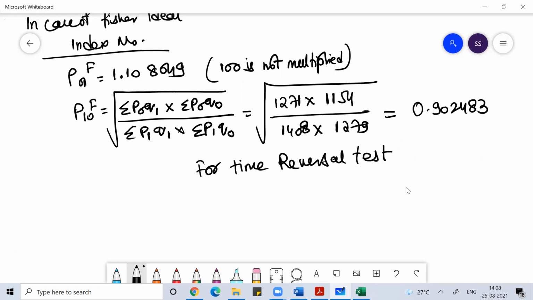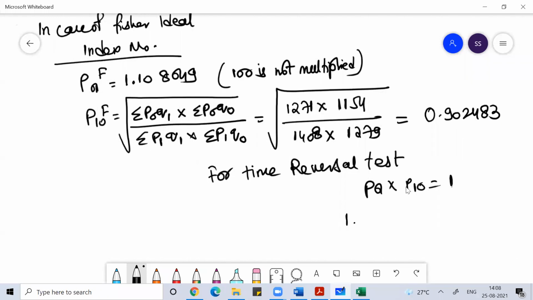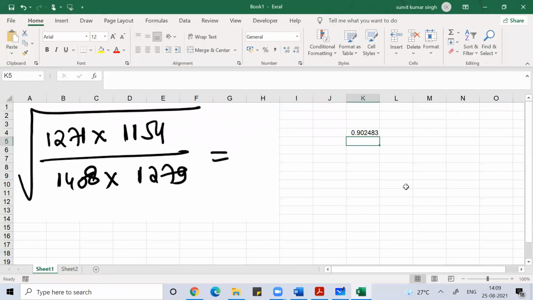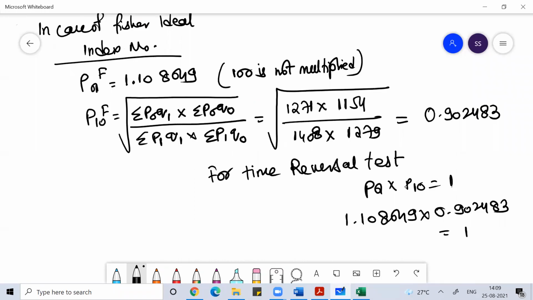Okay, so for the time reversal test, P01 into P10 should be equal to 1. P01 is 1.108049 into 0.902483. If I multiply, you can see I'm getting 0.9999999, which is 1 only. Fine, you understood, right? Everyone, this is the time reversal test.